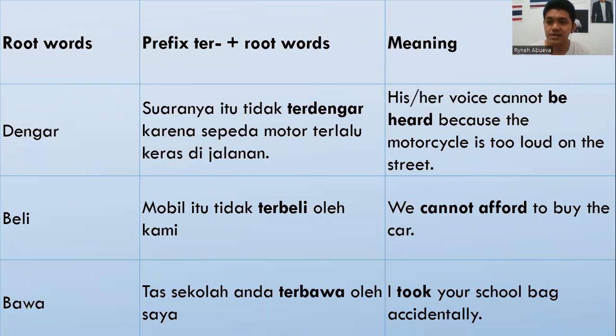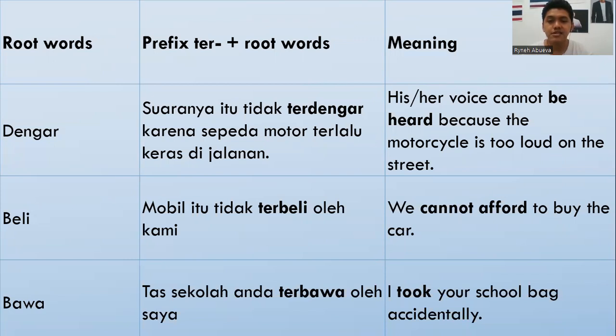The next one is beli. Beli means to buy or to afford. If you're going to add the prefix ter plus beli, it becomes terbeli. The action is already a passive.